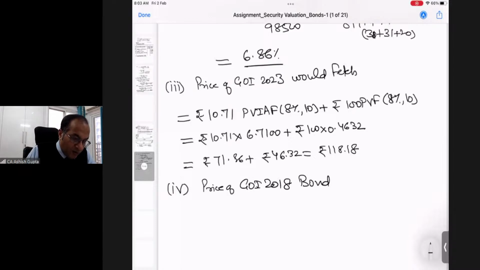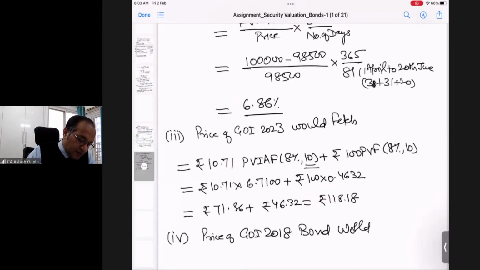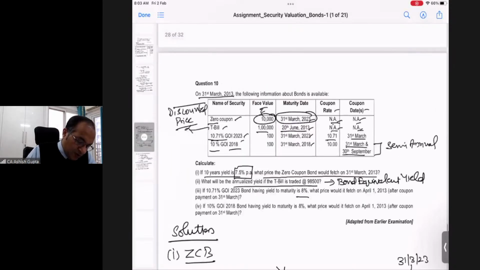Now we come to the next point. Here the duration was 10 years because it was maturing on 23rd. Now it is maturing on 28th. Of course, the period will be less.